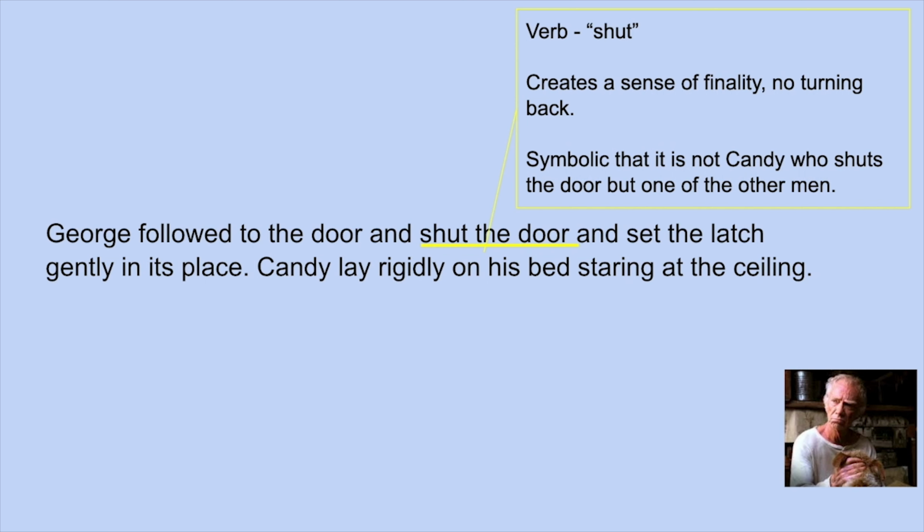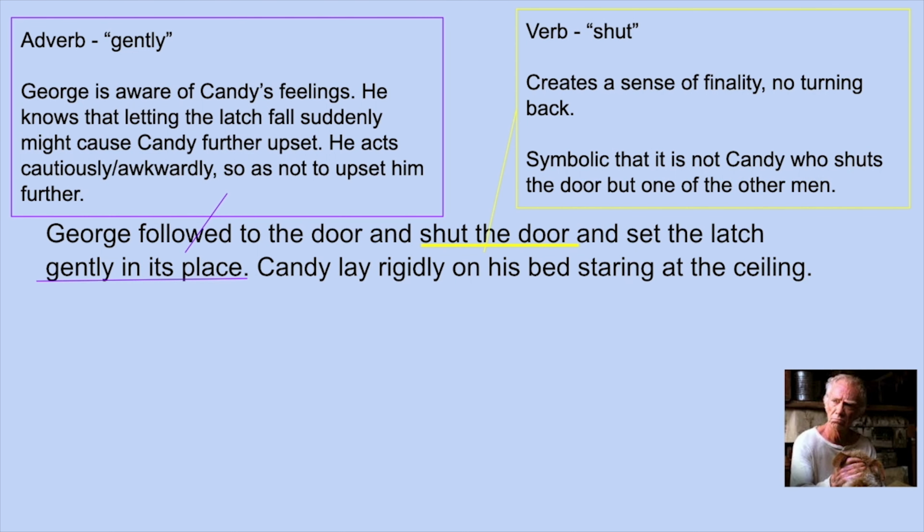He is not taking action, he's not doing anything to stop this, even though he clearly does not want his dog to be shot. But then, as I said already, there's that adverb there, gently. George is aware of Candy's feelings. He knows that it's a really uncomfortable situation. And he knows that letting the latch fall suddenly might cause Candy further upset. He might jump thinking it's the sound of the gun, for example. So it's showing that he's acting cautiously, a bit awkwardly, so as not to upset him any further.